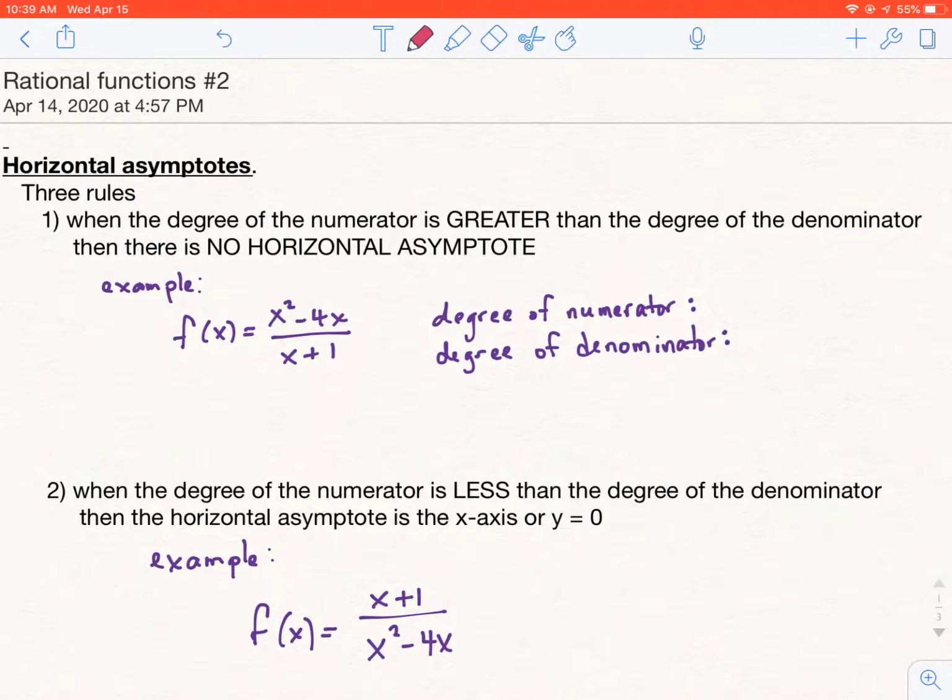So when I look at this example, the numerator is x squared minus 4x. The degree is the highest exponent, remember, so that's a 2. And the degree of the denominator, x plus 1, well, that degree is 1. So notice the degree of the numerator is greater than the degree of the denominator, so there's no horizontal asymptote. And horizontal asymptote, I'm just going to write HA for horizontal asymptote.